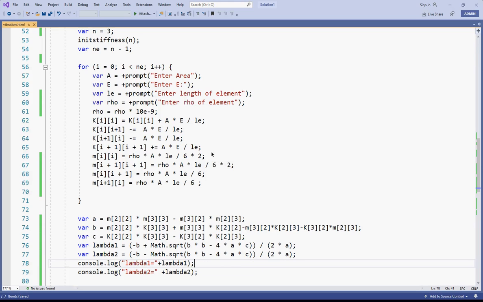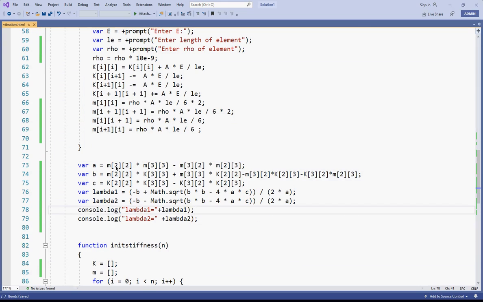It starts from 0, not 1. So that I have to change. 1, 1 becomes 0, 0; 2, 2 becomes 1, 1; and the cross terms 2, 1 and 1, 2 become 1, 0 and 0, 1. Because the array starts from 0, one index I have to go down.